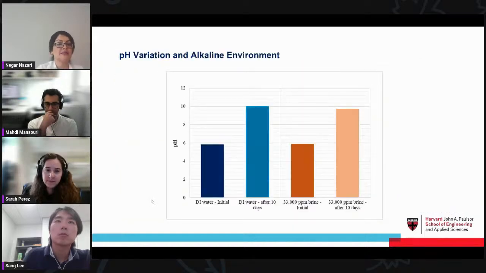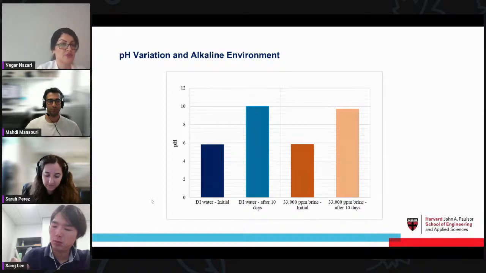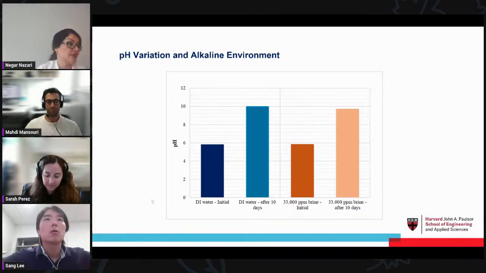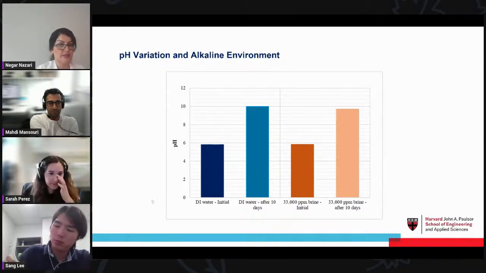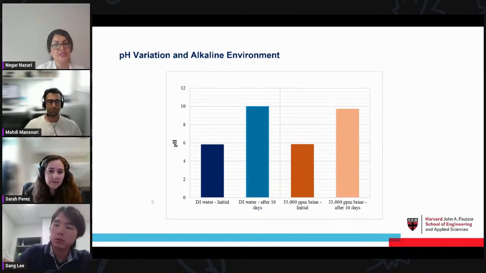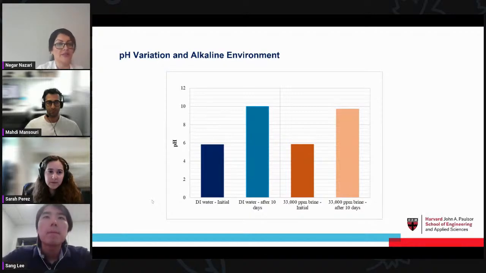So when we reacted the samples with the water, we checked the composition of the water after 10 days. We saw a very huge increase in the pH of the solution. The pH of the solution that we started with, for both the DI water and the brine solution, the initial pH was less than 6, which is pretty normal for the DI water or the water that is in contact with the CO2 in the air. But after 10 days, we measured the pH again, and we observed that the pH actually increased to be around 10, and we created a very strong alkaline environment.